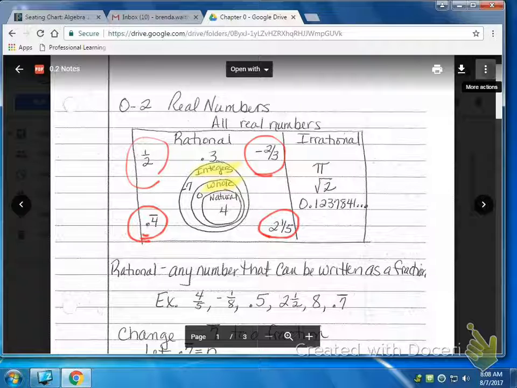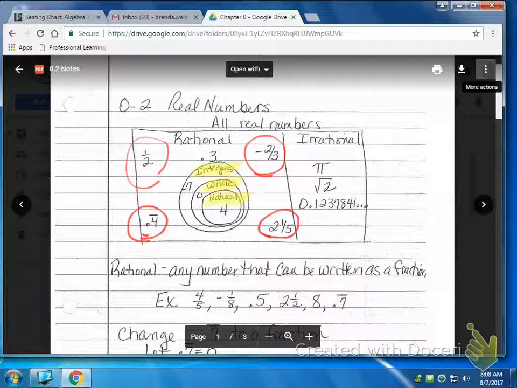Then finally, the smallest set is called natural. When you were younger, they were called counting numbers because basically they're all the whole numbers except 0. So they start with 1, natural, it's the numbers you count with. And you make those fractions all the same way. So all of the ones in the circle, you would make them a fraction by putting them over 1.